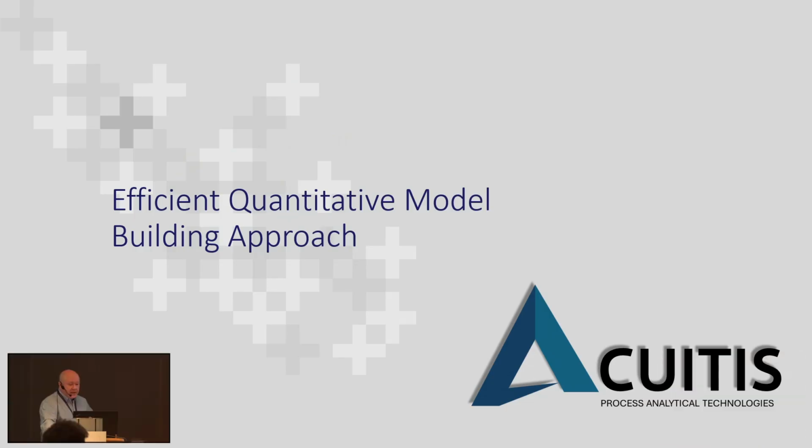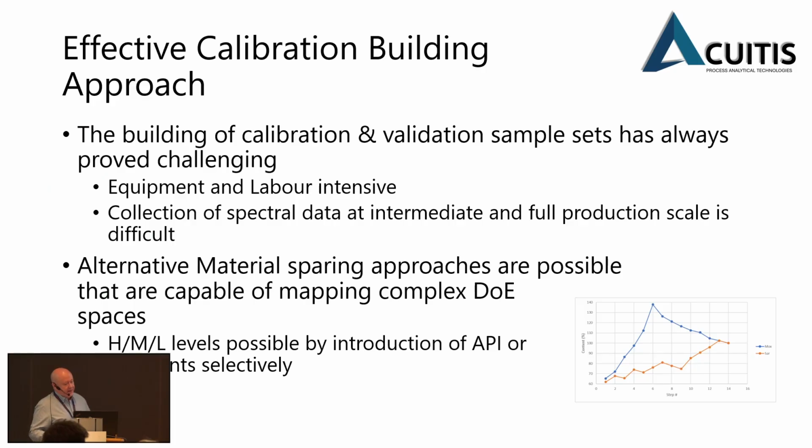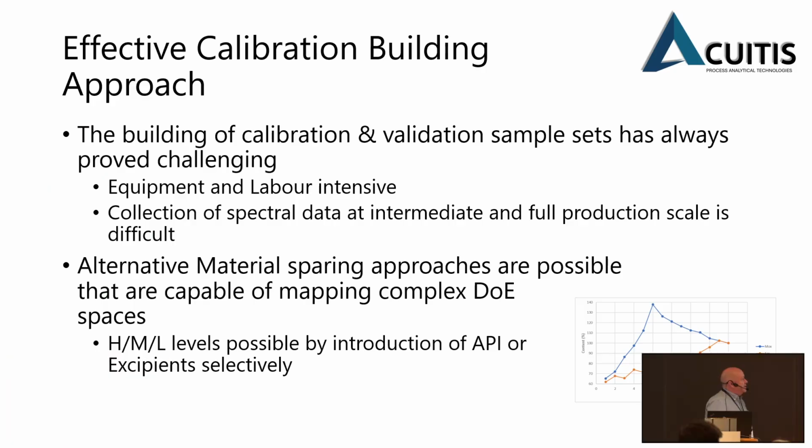So very quickly, I want to talk about efficient ways of building calibrations. Mano gave a great example there of using micro blends, but you can also use macro scale, small scale blends as well, to build PLS models. And this idea of material sparing approaches is very, very popular within development, mainly because the cost of API is so outrageously expensive, and/or it's just not available early in development.